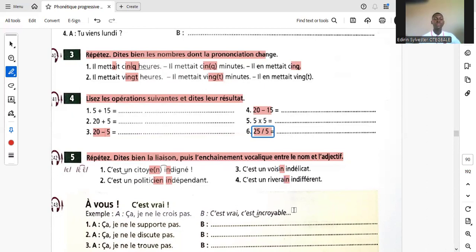Now, in these four sentences, the first sentence is: C'est un citoyen indigné. Citoyen, indigné. C'est un politicien indépendant. Politicien, indépendant. C'est un voisin indélicat. You see the un there. So these are ways for you to master it.